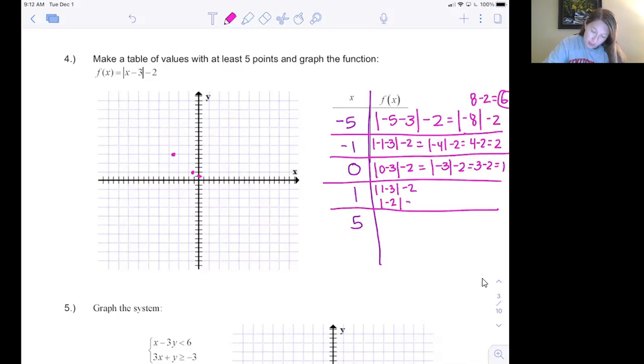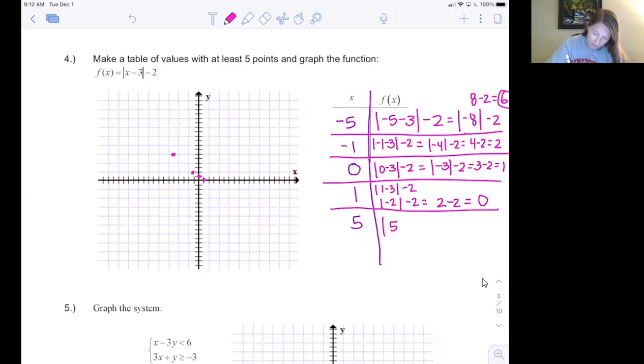And then minus 2, sorry, thinking. And then I've got, so the absolute value of -2 is just the positive, minus 2, which is 0. So my x is 1, my y is 0. So right there. And then last one, 5.